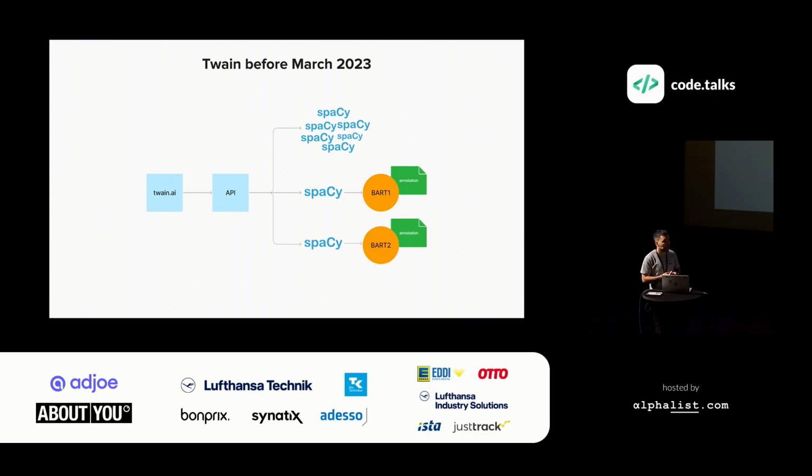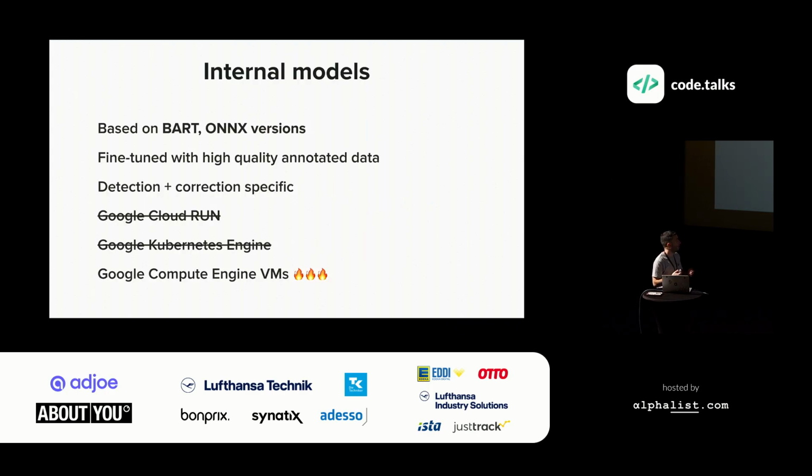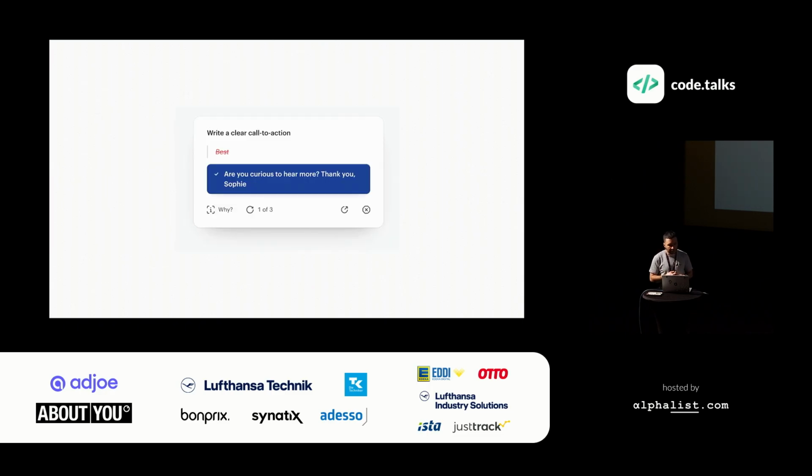So we trained some internal models. These internal models are all based on BART, an off-the-shelf open source model from Facebook, fine-tuned with our annotations. These models provide detection and correction in the very same model. So, for instance, we can detect that a text doesn't have an introduction, and we can generate an introduction with these models. They can detect that your text, for instance, doesn't have a good CTA, call to action, and these models can provide you with a good one.